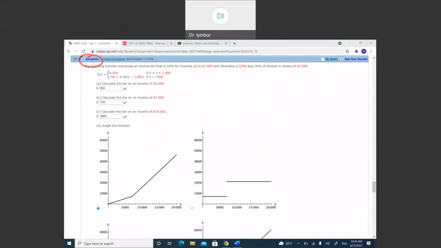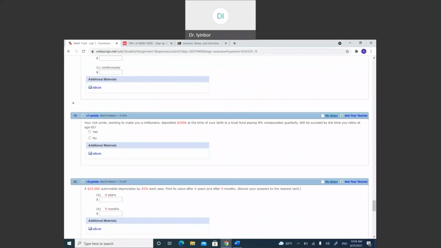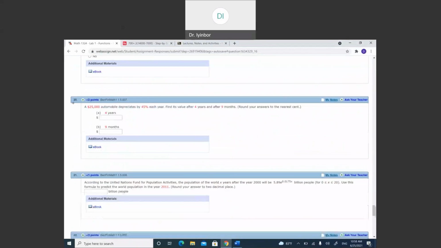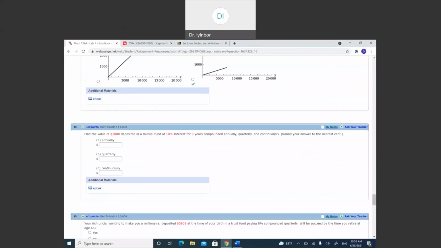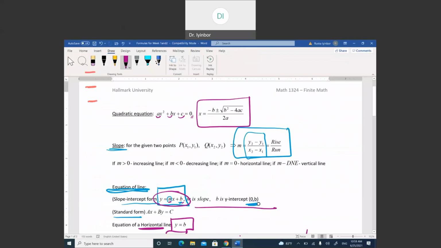Okay, then we're gonna go to number 18, 19, 20, and 21. So all these questions are about compound interest. So here we're gonna use the formula. Now, these are different investments. So here they ask me to find if it's compounded annually, quarterly, or continuously. So I'm going to go to my formula sheet, and everything is in this formula sheet.